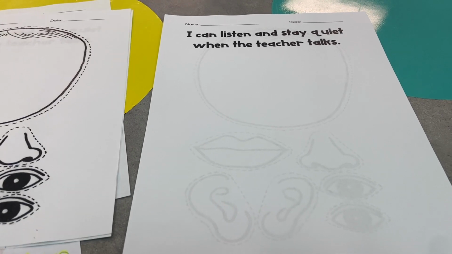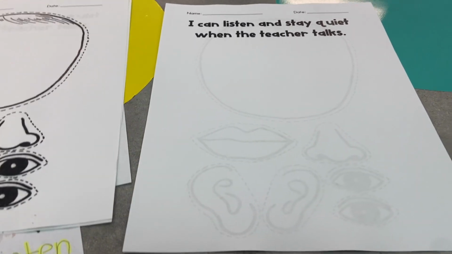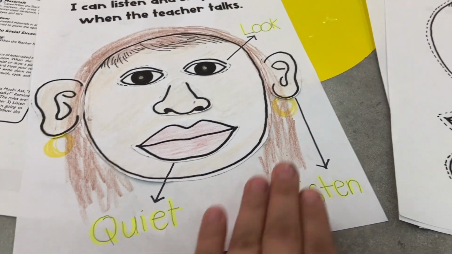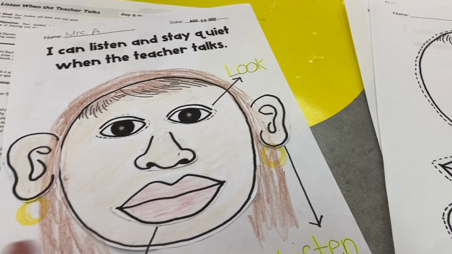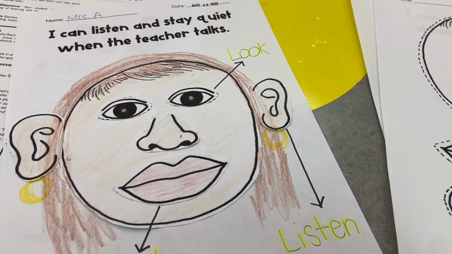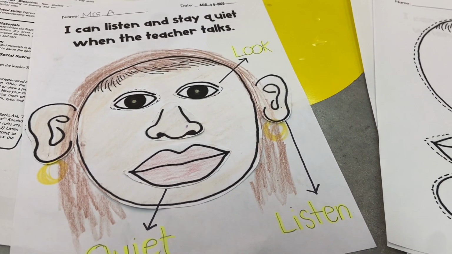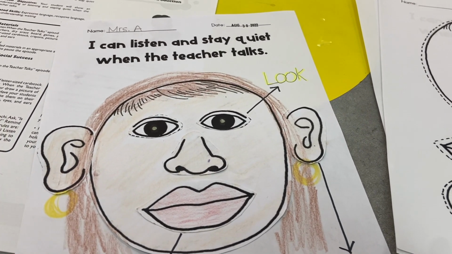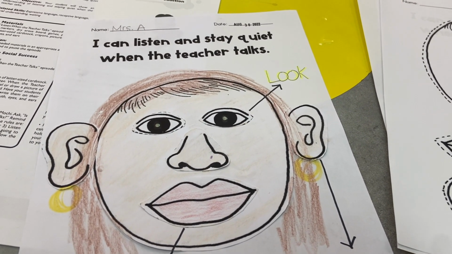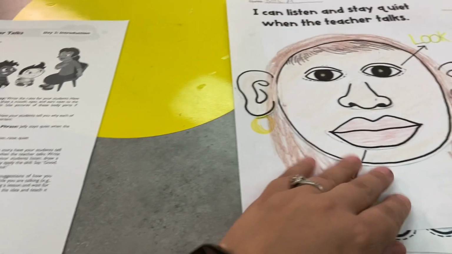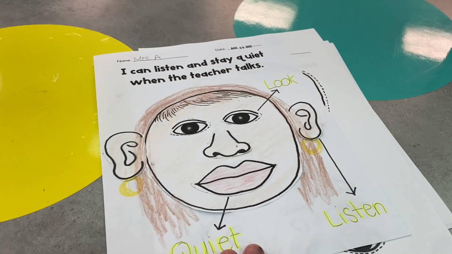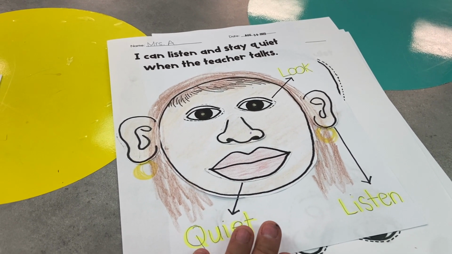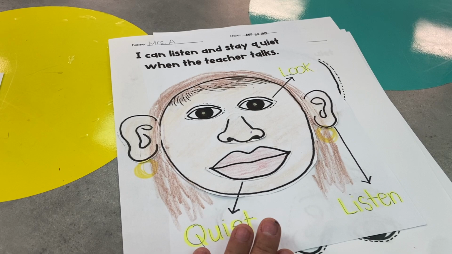So after we are done gluing this down, I'm going to say quiet, listen, and look. And they have to tell me what body part on their face they are going to be using to ensure that they can listen when they are listening to the teacher. So this is our SEL lesson for today, their hands-on activity. I also do have a PowerPoint that I am using.